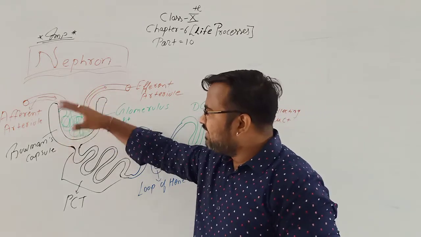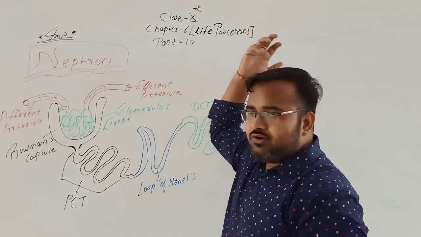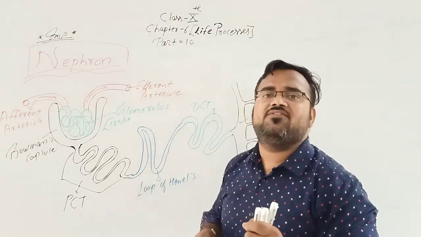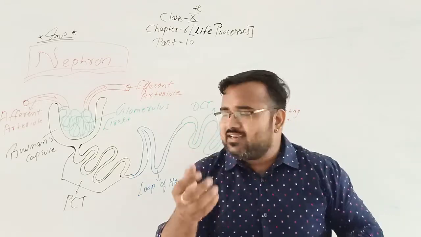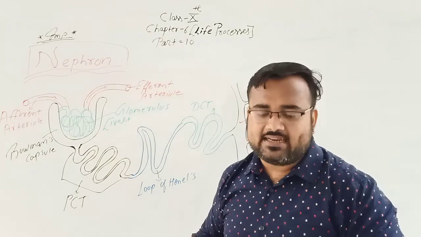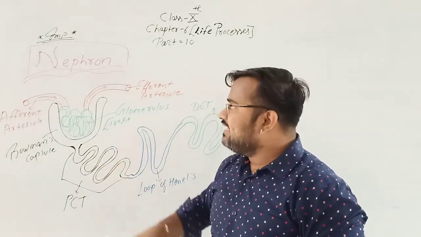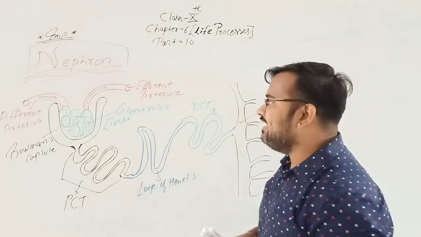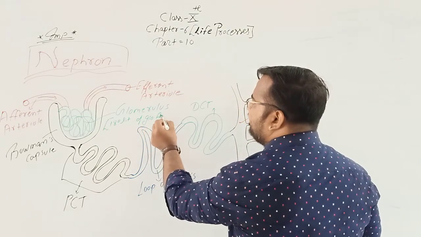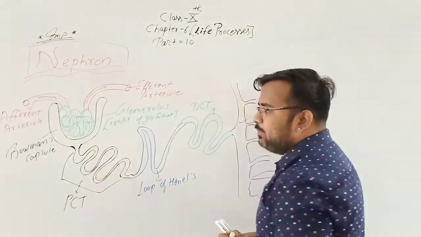The blood after filtration, the pure blood, is carried to all parts of the body, and the waste product which is filtered out, that filtered material is known as glomerulus filtrate. So the kidneys produce about 180 liters of glomerulus filtrate, which is transported into the PCT.